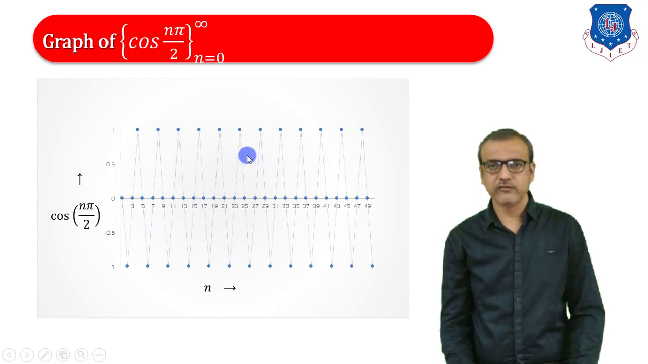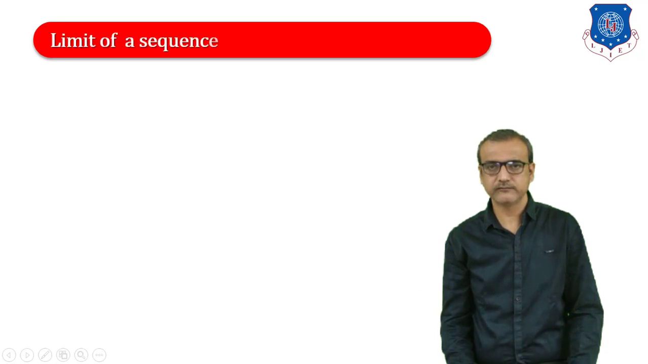Now take different values of n, say n equals to 1, 2, 3, 4 and so on, and find the value of cos n pi by 2 and plot those points in xy plane. So you will find the graph of cos n pi by 2, which is like this. And you can observe from this graph that the maximum value of cos function is plus 1 and the minimum value of cos function is minus 1.